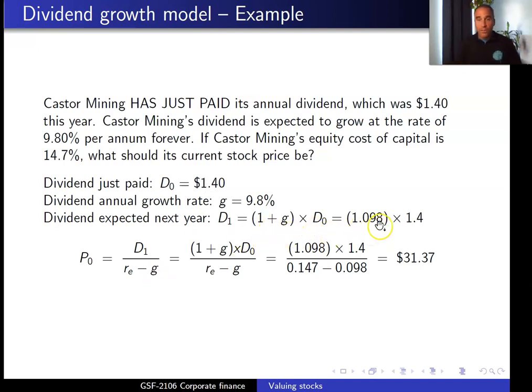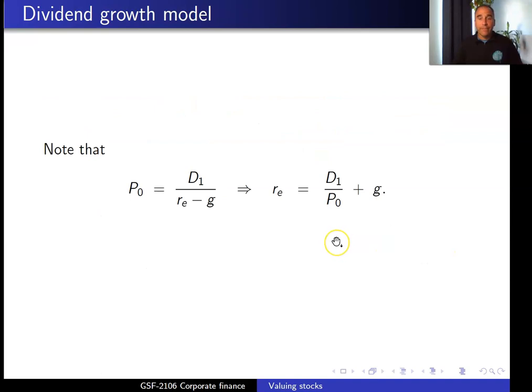So for someone purchasing the stock today, the next dividend is 1 plus G times D0. So 1.098 times 1.4. So P0 is D1 over RE minus G. D1 is 1.098 times 1.4. RE is 0.147. G is 0.098. So that gives us a price of $31.33.